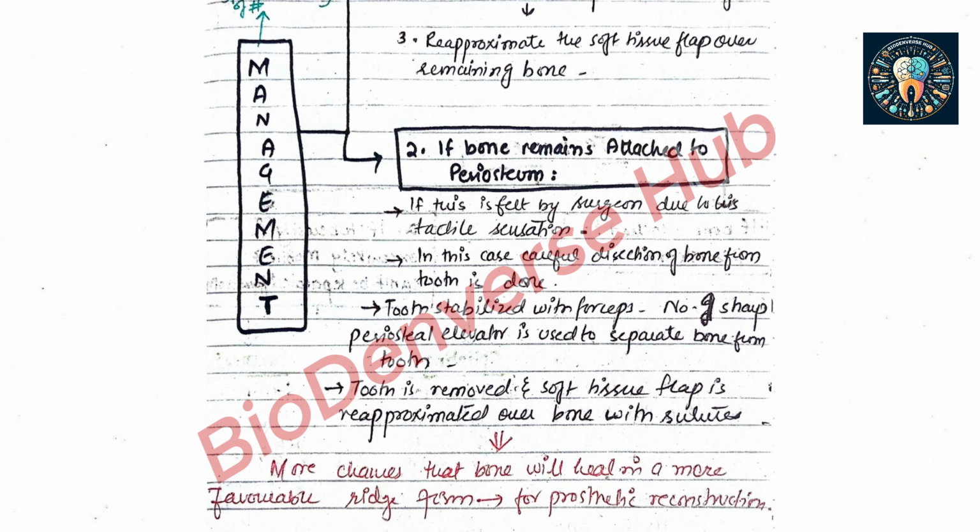Or if it just completely comes out with the tooth root, in that case it could not be saved, it is non-vital and you need to extract the tooth along with the bone. So this was all about the fracture of the alveolar process.